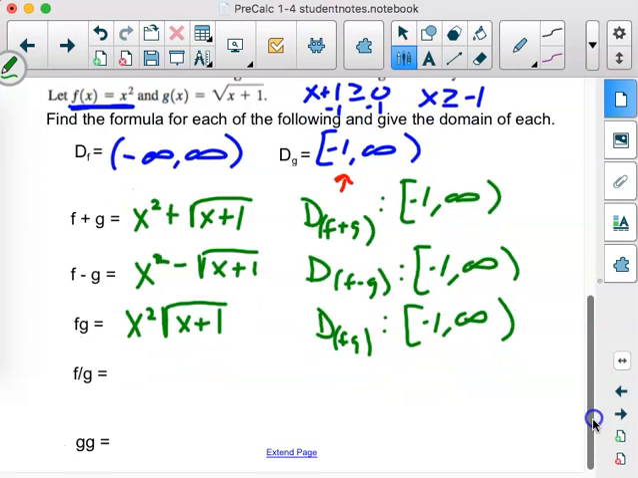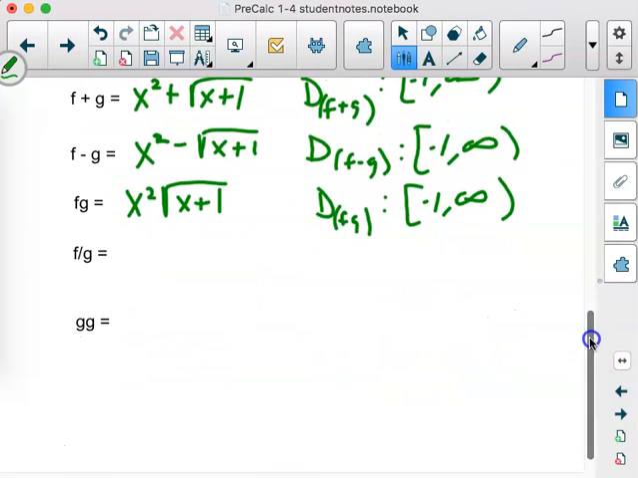Now, this is the one that we always need to slow down on, and that's going to be the division piece. We already know, yeah, division's an issue. You can't divide by 0. So we write f divided by g of x as x squared over the square root of x plus 1, and then we stop and think for a second. Wait, now it can't be -1 down there, because now I have a denominator that would have me dividing by 0. So x can't be -1. That's going to change my domain.